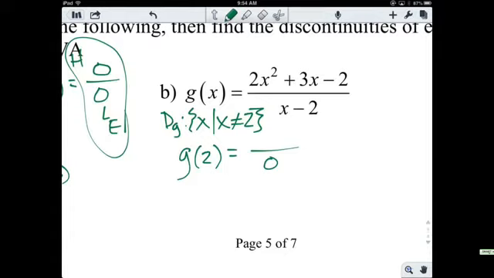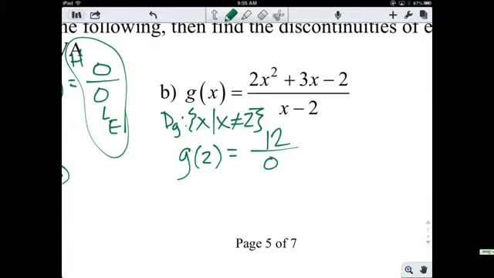2 squared is 4, times 2 is 8. 8 plus 6 is 14. Minus 2 is 12. I get 12 over 0. If I plug a 2 into the top and get 12, does that mean x minus 2 is a factor of the numerator?